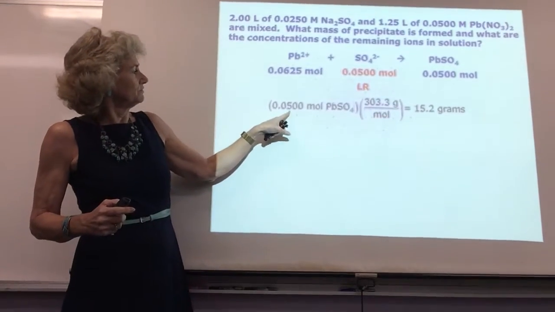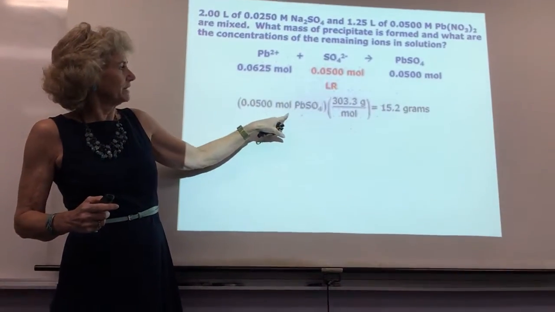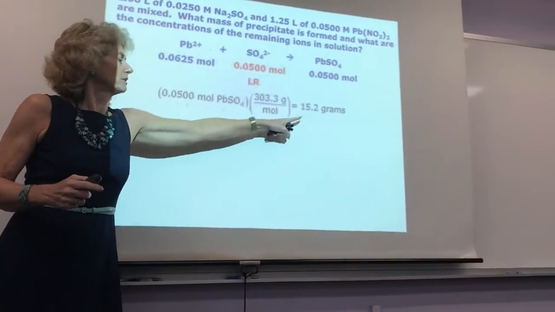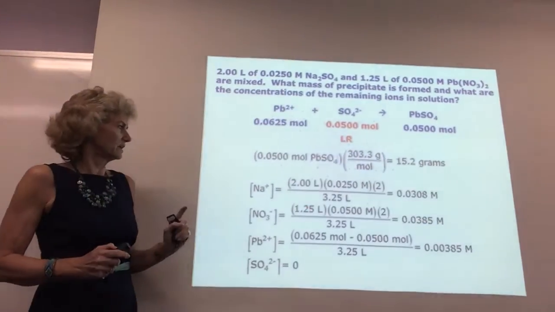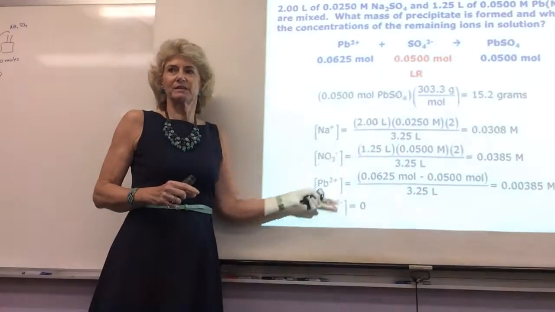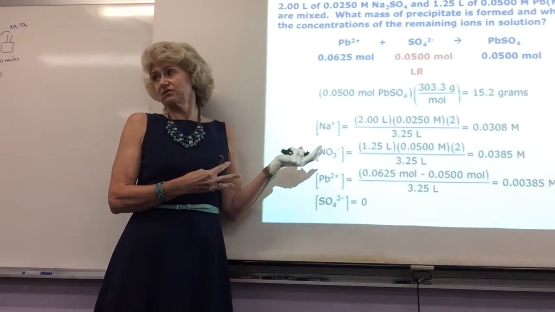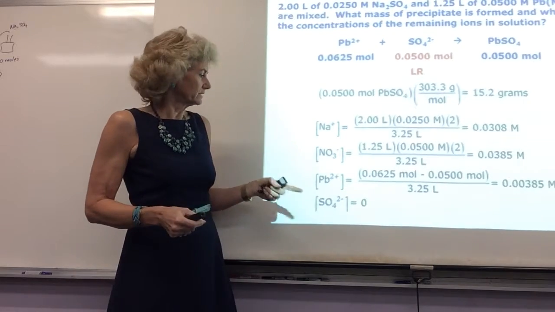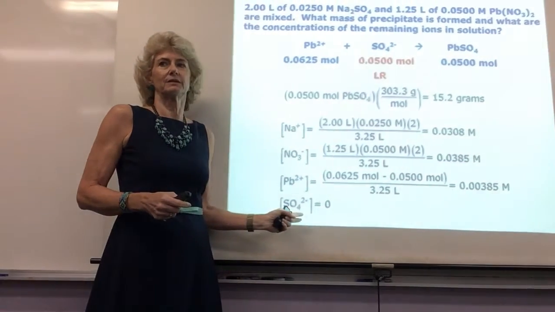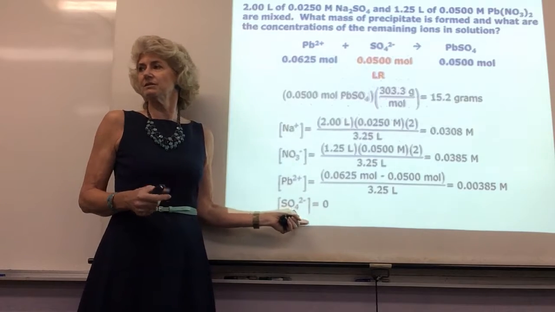I took the moles of PbSO4 that we're going to make times the molar mass. That's how many grams of lead II sulfate. That's the first question. This is the other part, though. And you should probably take the time to write this down, if this were the kind of question on the exam. On my exam, we'll probably have one like this. Here's the easy one, the limiting reactant. It got used up, so it's zero.